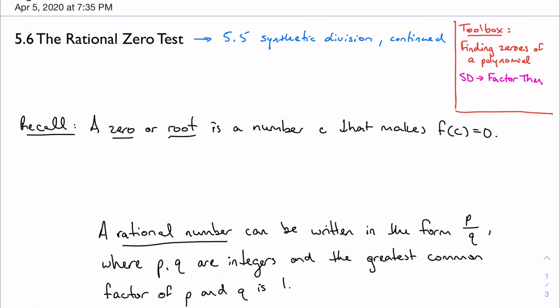Well, in 5.6, we're going to take this one step further. We're going to use this rational zero test to help us focus our work in figuring out what numbers are zeros, so we can use that to find other zeros as well. Before we jump into what that means, I think it's worth reviewing what a zero is and what a rational number is, because it's built into my definition here.